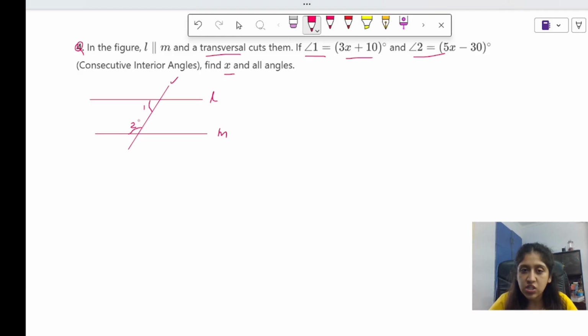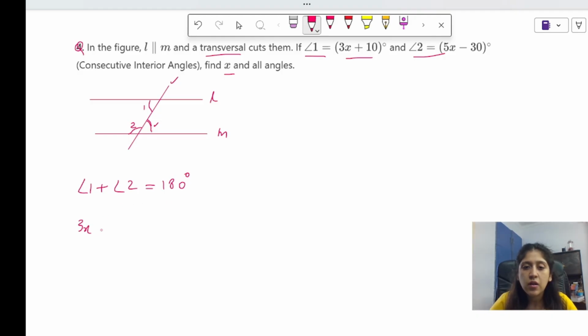What are these? Consecutive interior angles. These are not alternate interior. Alternate interior होता तो angle 1 के साथ ये वाला angle होता. Alright? This would have been alternate interior with angle 1. But it is actually on the other side of the transversals. Angle 1 and angle 2 are consecutive interior. And what is the rule of consecutive interior angles? All the consecutive interior angles, I mean the pair, they sum up to give us 180. Alright? So we just have to use the concept over here.